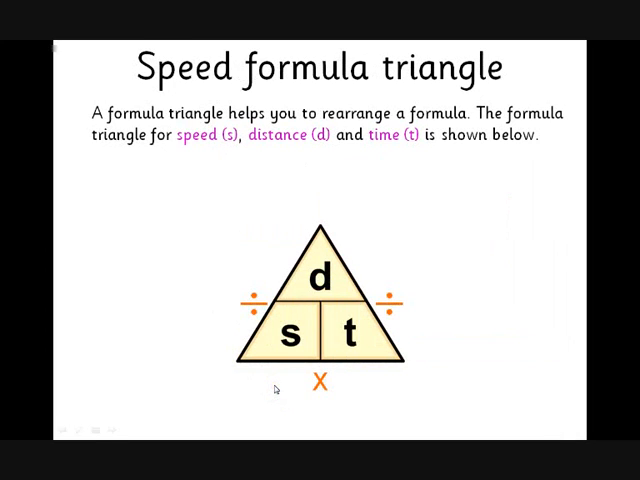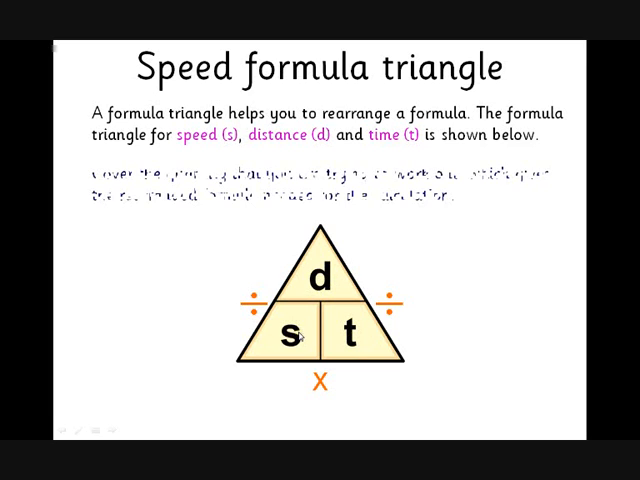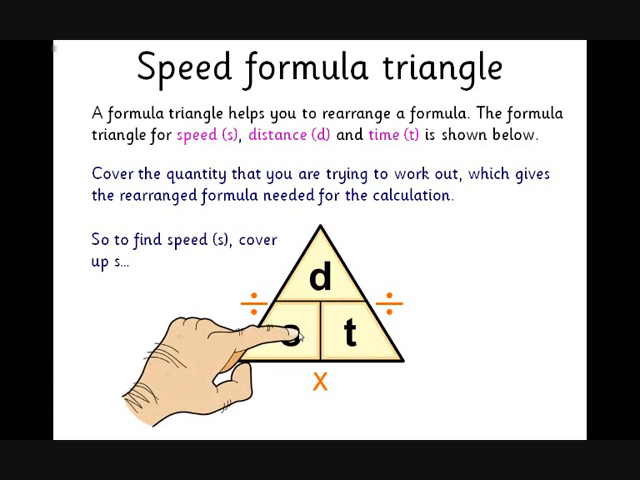Okay, if you like using the formula triangles, then this is what the formula triangle looks like for speed, distance and time. Distance equals speed times time, speed equals distance divided by time, or time equals distance divided by speed. How am I doing that? Well, you cover the quantity up. So to find speed, cover up s, and you're left with distance divided by time. If you wanted to find time or distance, cover those up and the formula triangle can help you. Remember, you're not given the formula triangles, but if you can remember them, they might help.